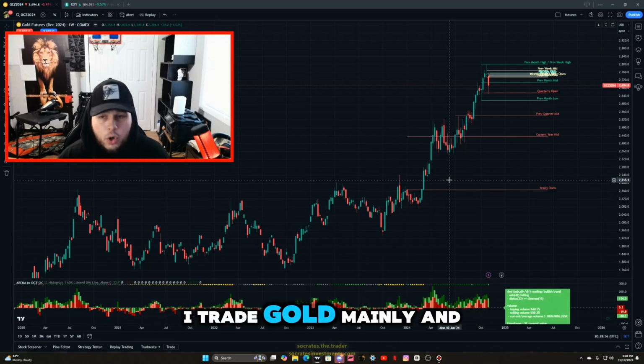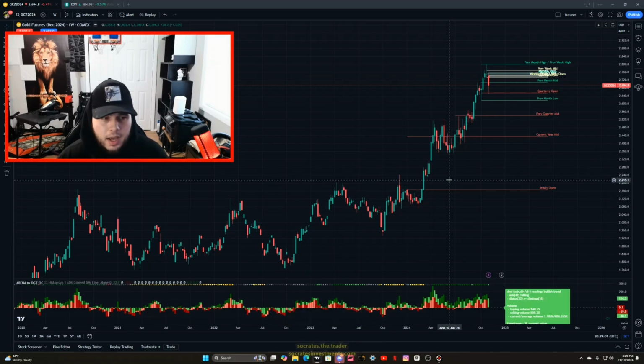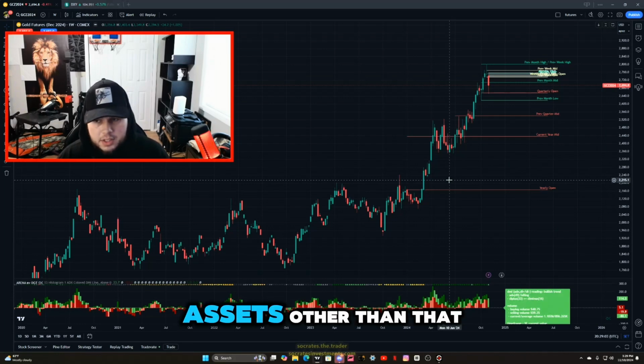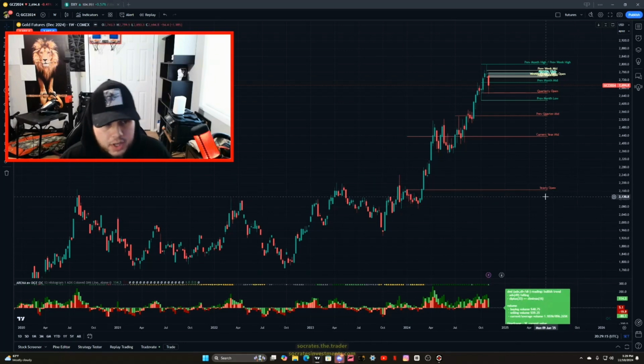I trade gold mainly, and second after that, I trade the NAS. I don't trade any other assets other than that. I used to trade platinum and crude oil, but I found focusing on more than one or two assets created a lot of stress and unwanted noise from my brain. So I just kind of narrowed it down to gold and the NASDAQ.